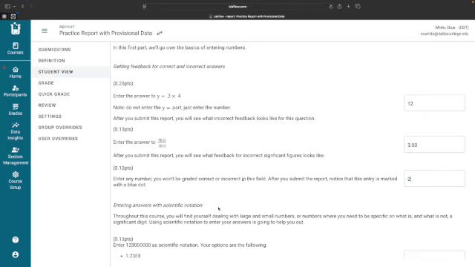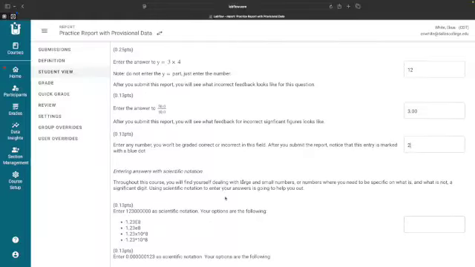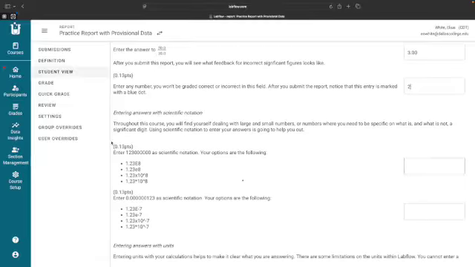Entering answers in scientific notation. Throughout this course, you will find yourself dealing with large and small numbers, or numbers where you need to be specific on what is and what is not a significant digit. Using scientific notation to enter your answers is going to help you out. Okay. Enter 123,000,000 as scientific notation. Your options are the following.